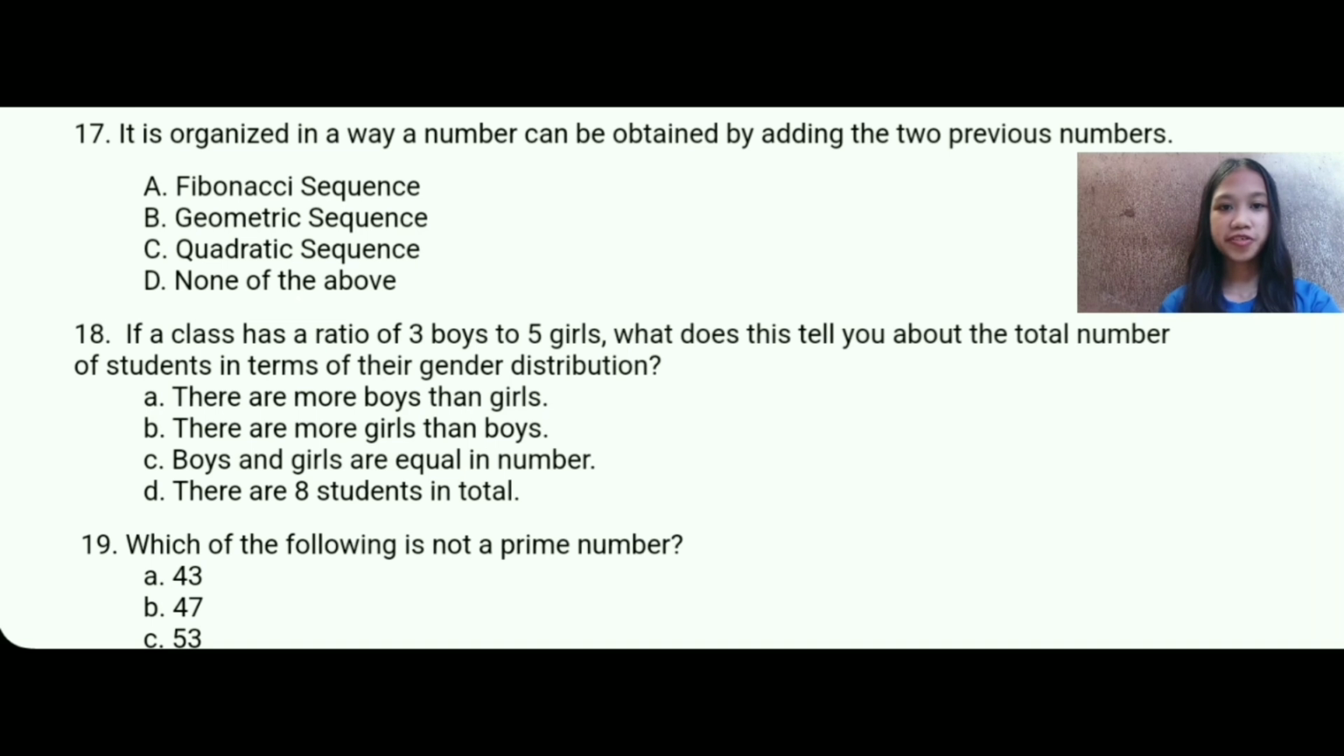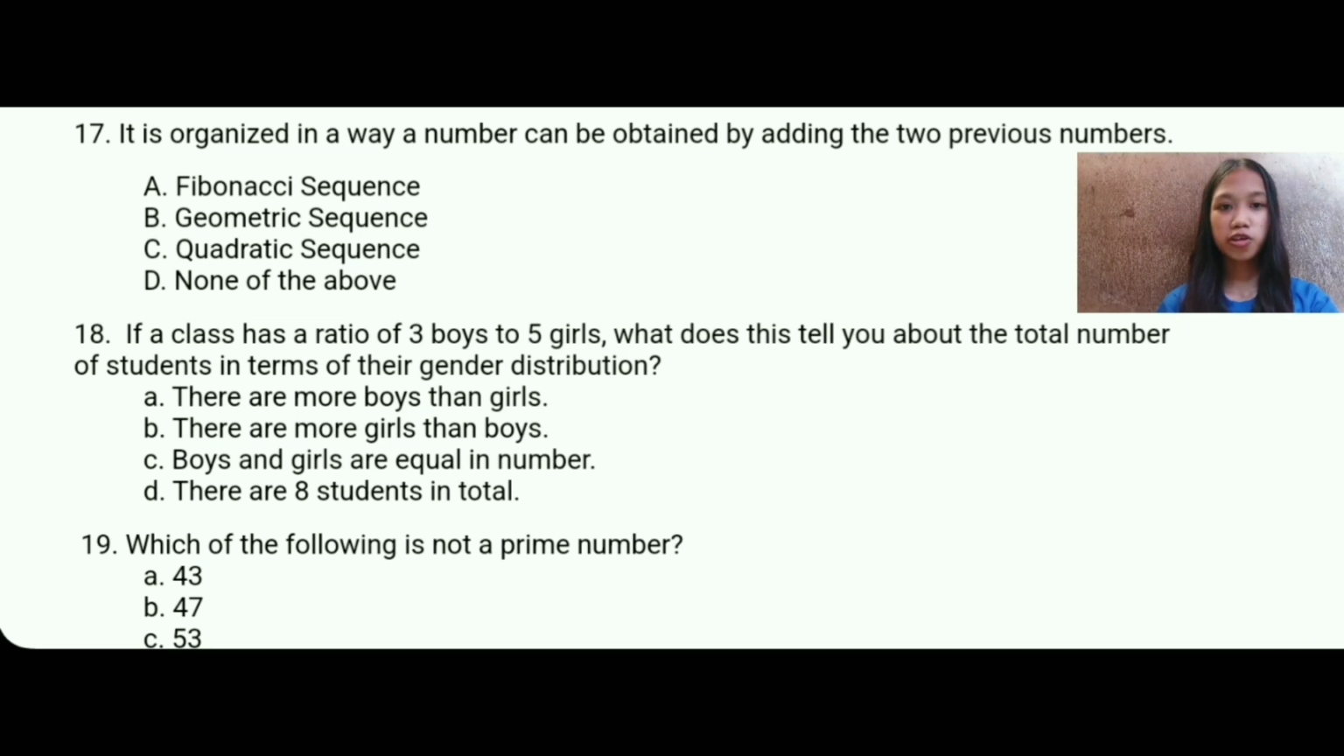If a class has a ratio of 3 boys to 5 girls, what does this tell you about the total number of students in terms of their gender distribution? Is it letter A, there are more boys than girls? Letter B, there are more girls than boys? Letter C, boys and girls are equal in number? Or letter D, there are 8 students in total? So the correct answer for number 18 is letter B. There are more girls than boys.